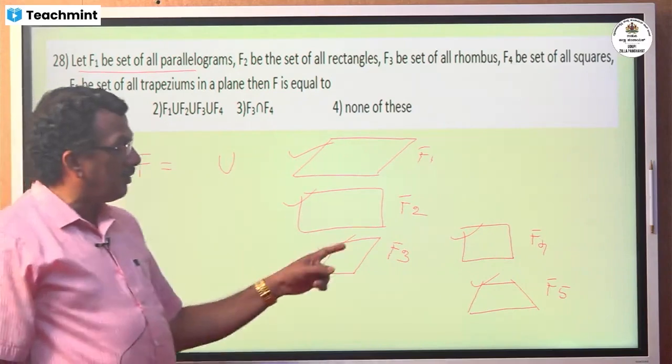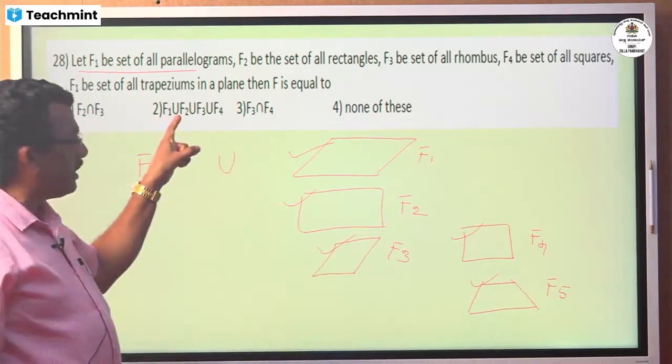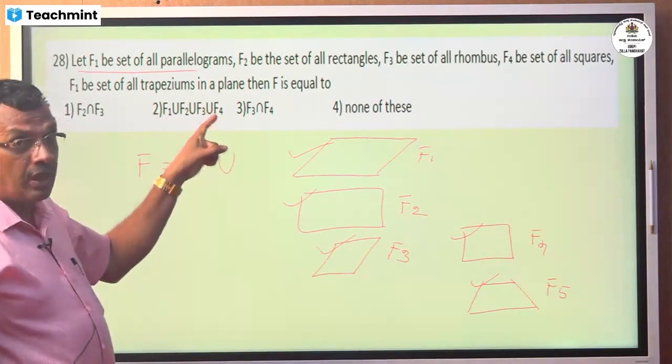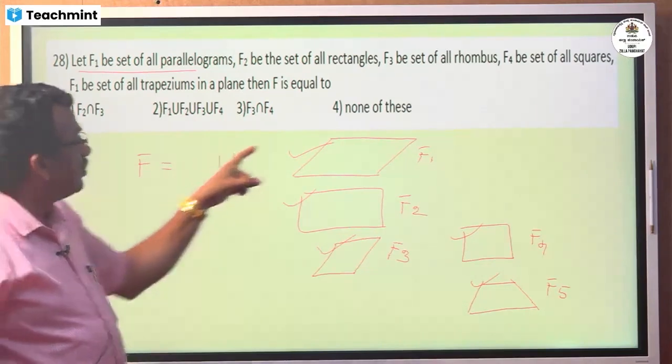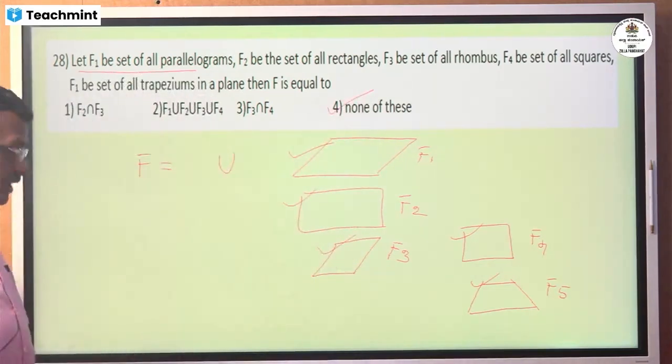So observe the condition. This is the biggest solution. This is given: F1, F2, F3, F4. F5 is not there. Trapeziums are not there. I cannot call that one F. So the answer is none of these.